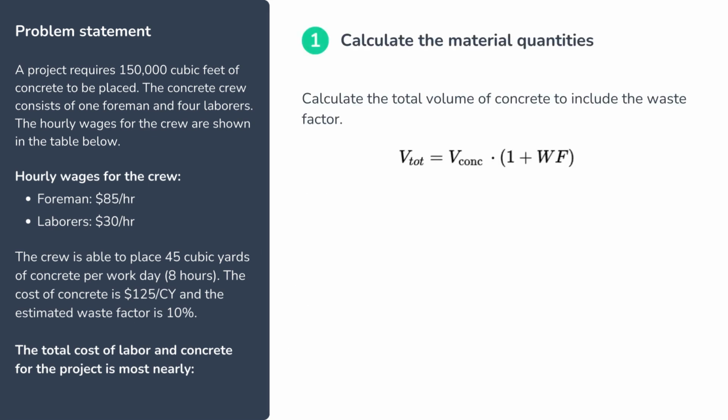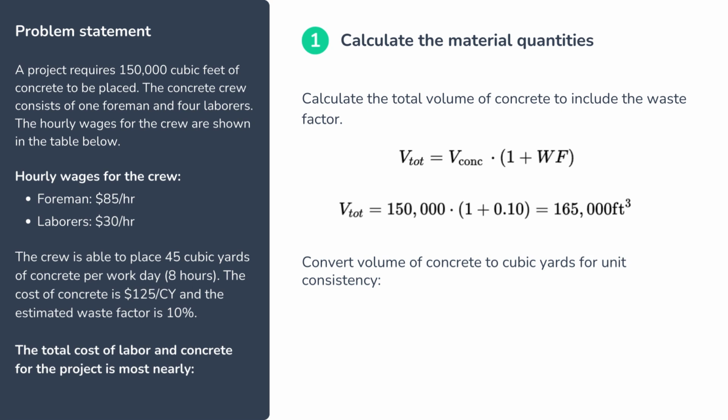Step 1 is to calculate the total volume of concrete required, considering the waste factor. So, we add 10% to the 150,000 cubic feet of concrete, giving us 165,000 cubic feet. To maintain unit consistency, we convert this value to cubic yards by dividing it by 27, as there are 27 cubic feet in a cubic yard. So we have approximately 6,111.111 cubic yards of concrete.